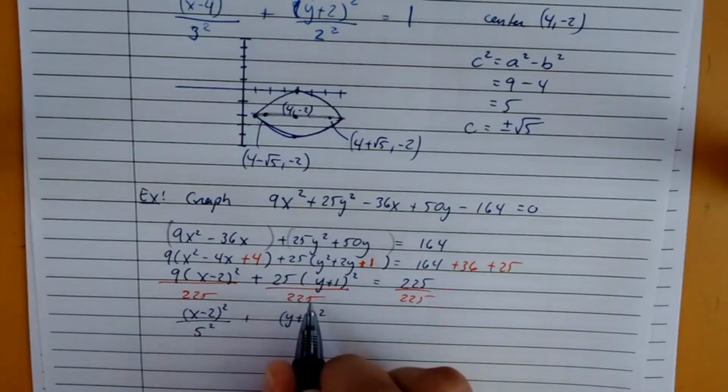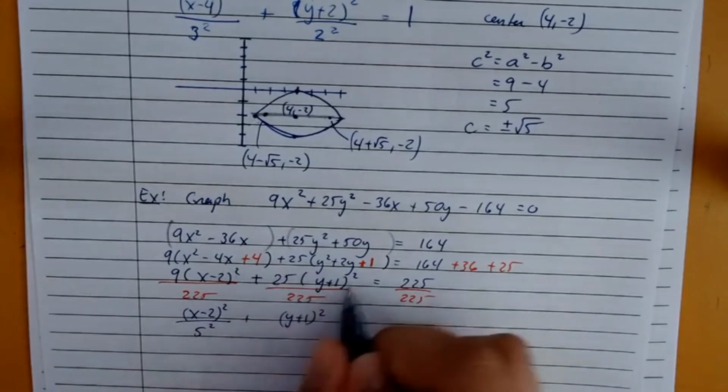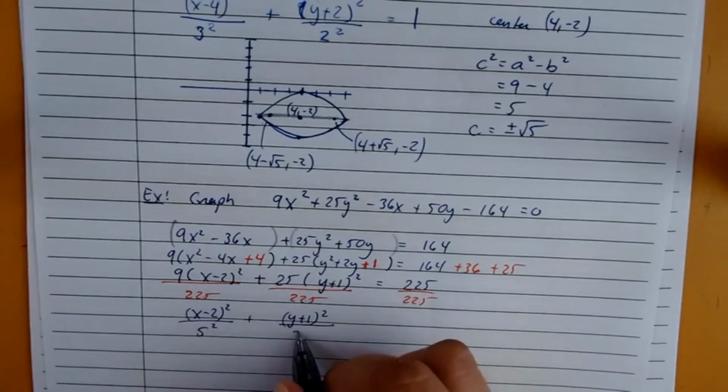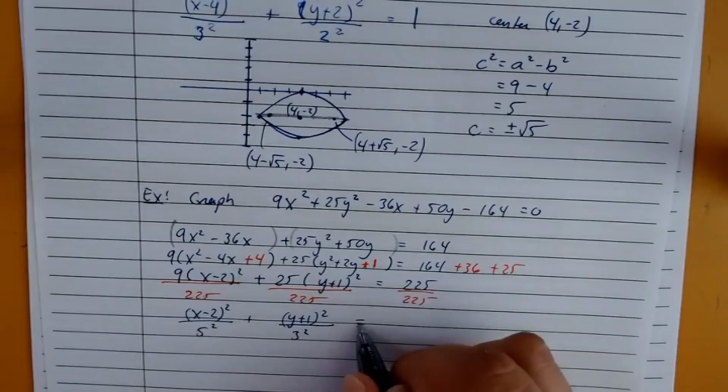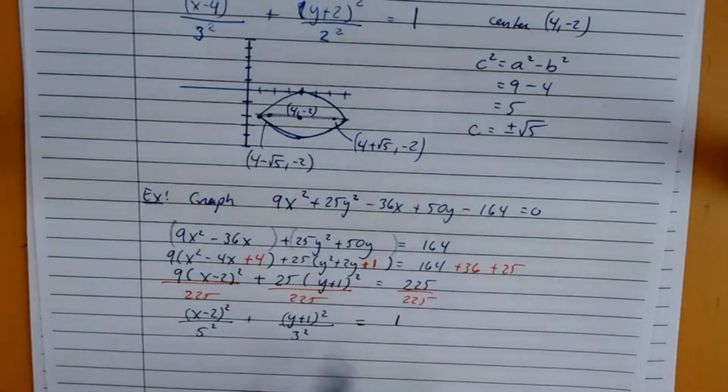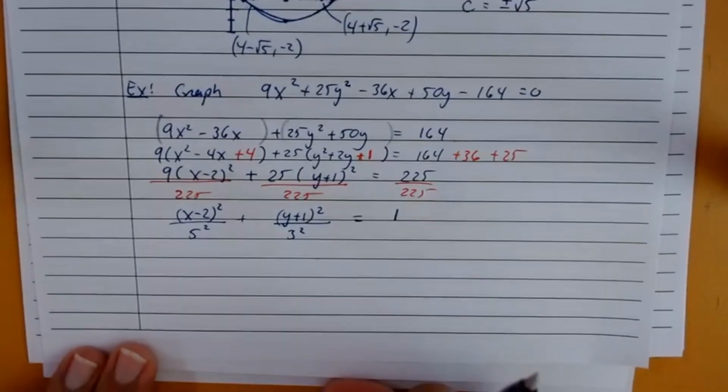25 over 225 is 9. All right, it's 1 over 9. So here I can write that over 9. And 9 is the same as 3 squared. And here, dividing a number into itself, that's the number 1. So this gives us everything we need to now graph our equation.